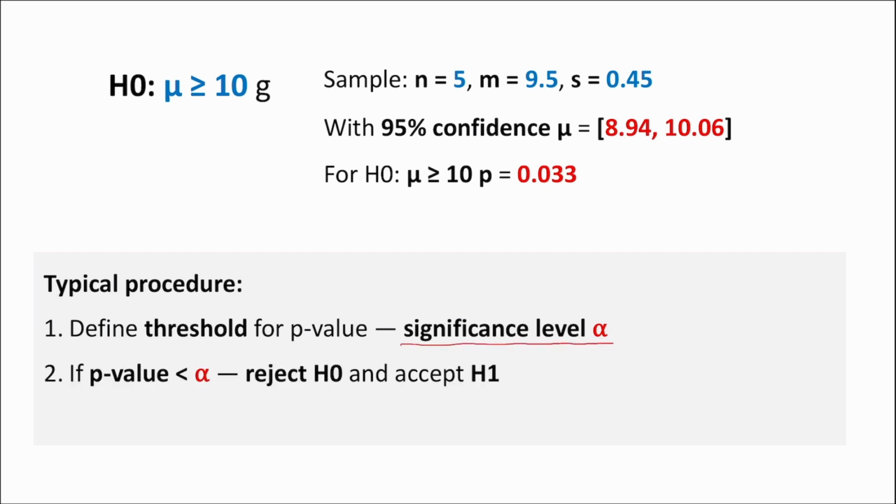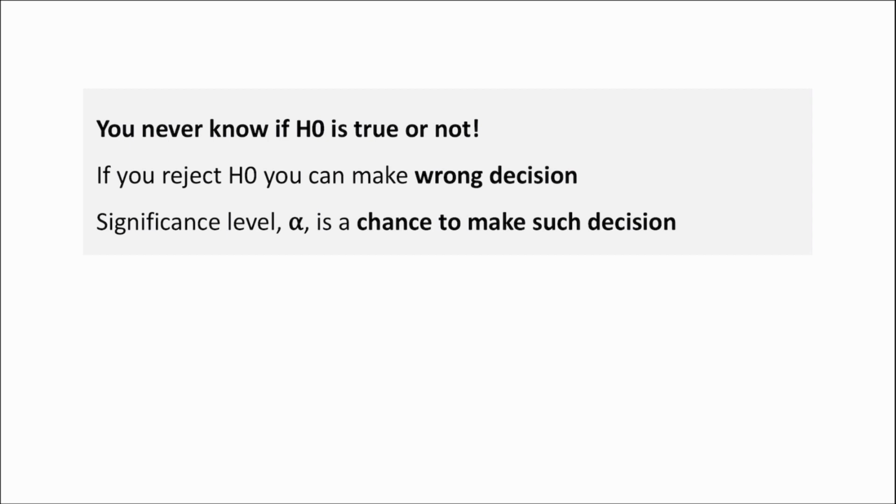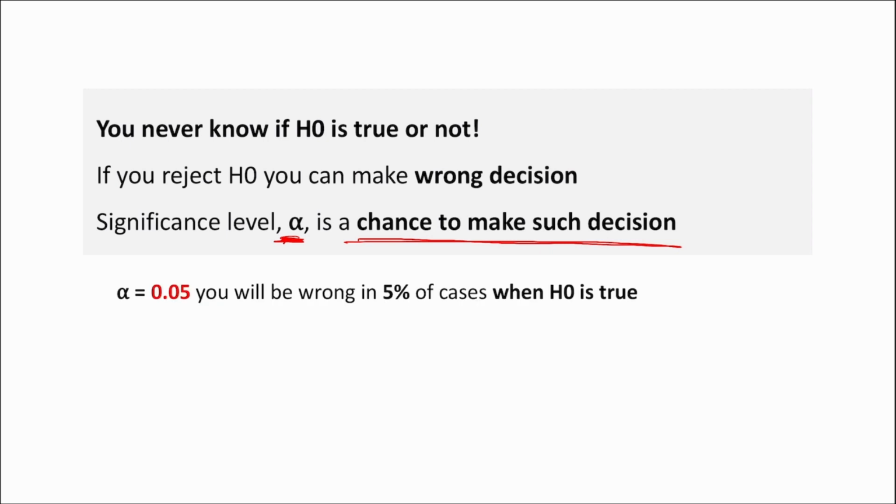Okay, and then if the p-value that you got after this test is smaller than the threshold, then you reject the null hypothesis and accept the alternative one. If the p-value does not exceed this threshold, then you accept the null hypothesis. The problem is you never know if the null hypothesis is true or not. And therefore, if you reject the null hypothesis and it's true, then you will make a wrong decision. And this significance level that you select is exactly the chance to make this wrong decision. So if you reject the null hypothesis but it was true, then you will make a wrong decision, and alpha gives you the chance that you will do that, right?